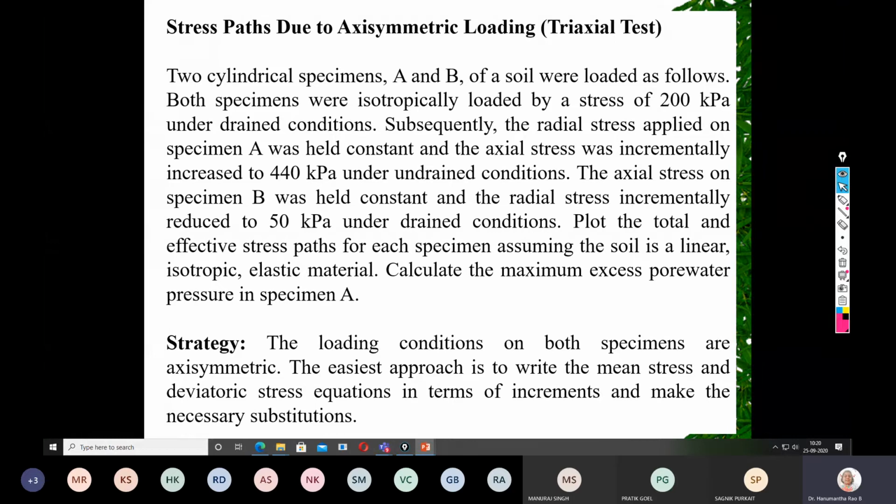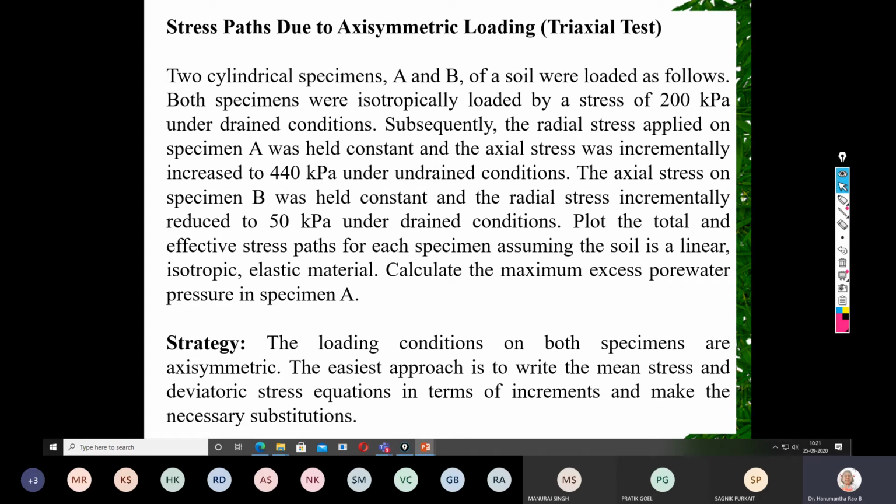Plot the total and the effective stress paths for each specimen, assuming the soil is linear. From the statement of the problem, it is clear what exactly has been done in triaxial testing. There are two specimens, A and B. Both were initially consolidated by applying an isotropic loading of 200 kilopascals. Since it is a drained condition, there is no possibility of development of any pore water pressure. Therefore total stress is equivalent to the effective stress.